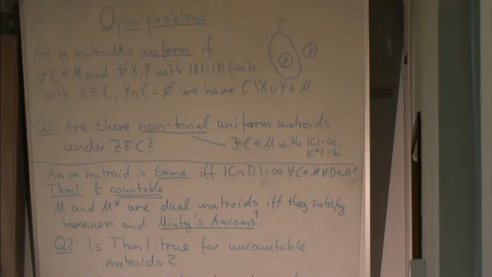Okay, so first I should tell you some... So what are infinite uniform matroids? A trivial way to define them would be to say you take some cardinality and the circuits are all sets of that cardinality. And if the cardinality is finite, then this actually makes sense.